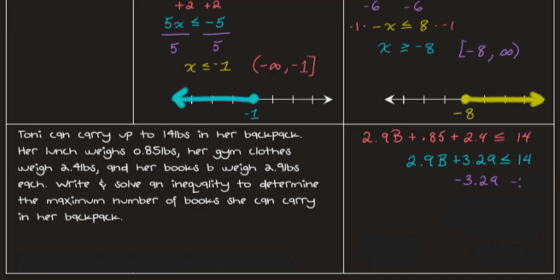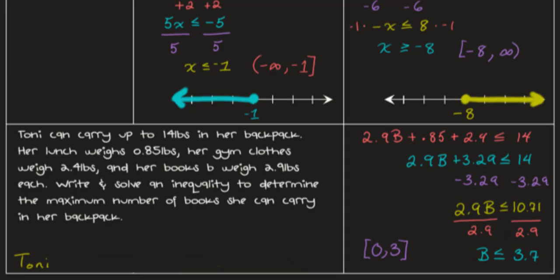Subtract 3.29 from both sides. 2.9b is less than or equal to 10.71. Divide by 2.9, divide by 2.9. b is less than or equal to 3.7. She can carry as few as 0 books up to 3 books. She will not be able to carry more than 3 books as it would exceed her backpack's weight limit. Tony can carry up to 3 books.